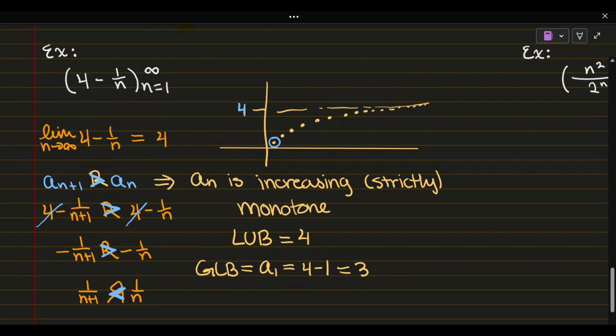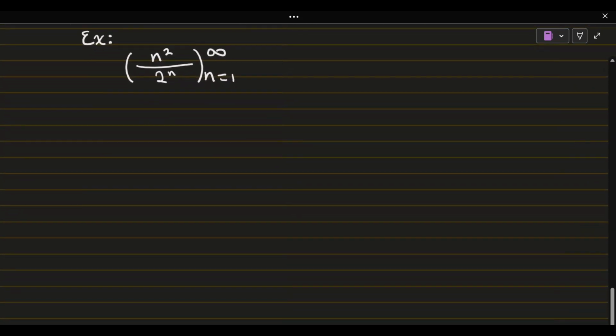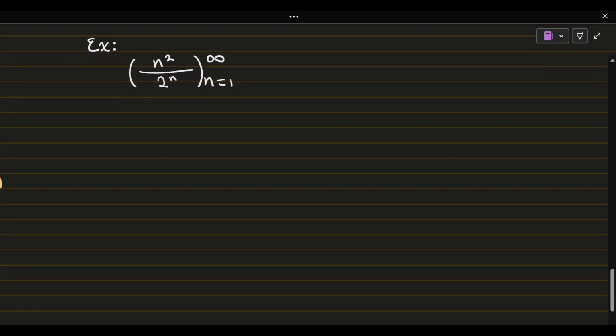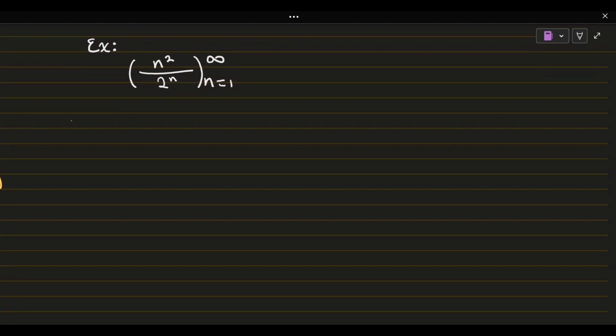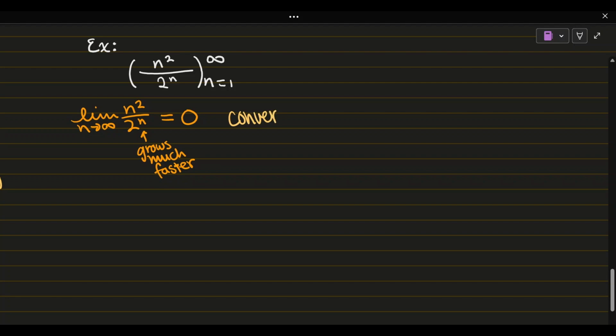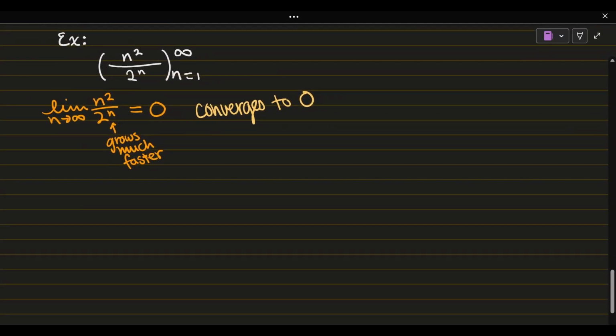Great. Okay, moving on. We have n squared over 2^n from n equals 1 to infinity. The first thing I want to do is determine if this has a limit. So the limit as n goes to infinity of n squared over 2 to the n. It should be pretty clear that this is 0, because 2 to the n grows much, much faster than n squared. So we can definitely say that that goes to 0. So this converges to 0.